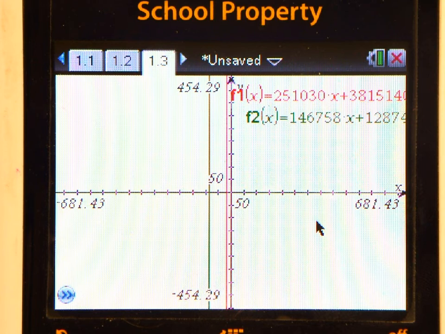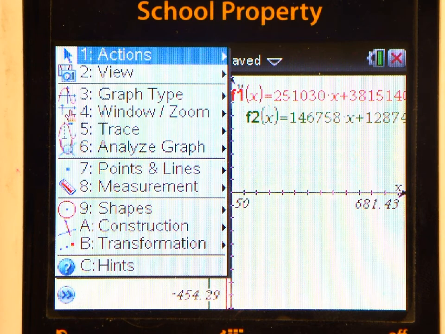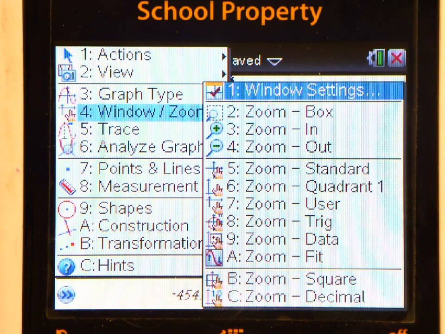So I'm going to press menu to change this over manually. And I want window zoom. The window is the viewing window. And I'm just going to go to Window Settings. So there are all these settings that I can use here, but I want to go to Window Settings because I want to make these changes by hand.